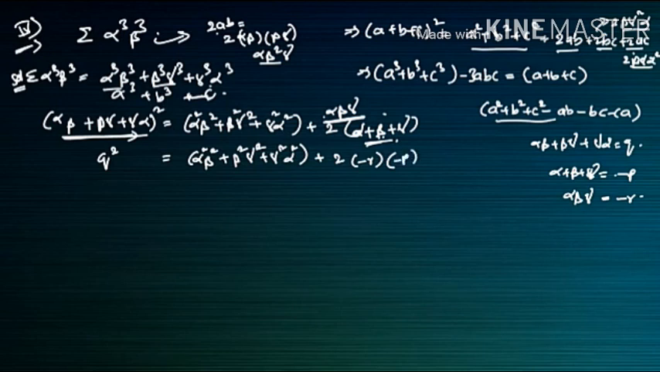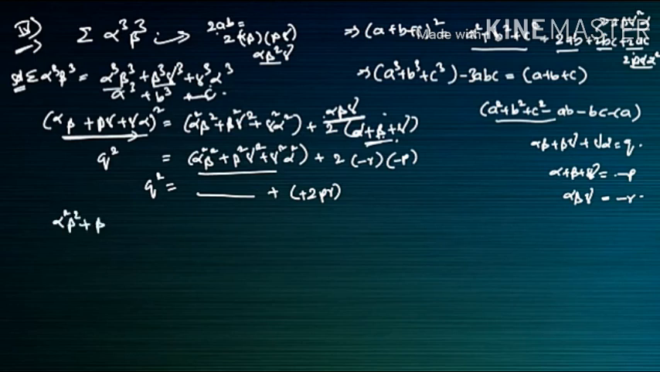Minus p, it will become q square is equal to, this total will remain like that only, so it will become minus into minus, plus 2pr will come here. So alpha square beta square plus beta square gamma square plus gamma square alpha square is equal to q square minus 2pr will come. So this is the one thing we had to find, and we got it here.